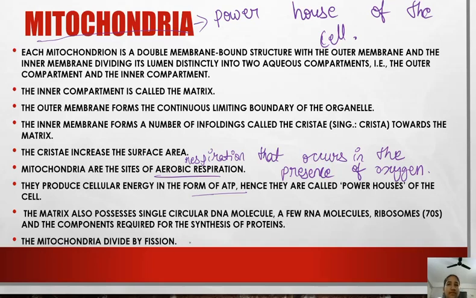The mitochondria are divided by fission. So these points are not that important. The major thing is that this is a site of respiration, the site of aerobic respiration, and of energy. Here, ATP. Do you all know the full form of ATP? Adenosine triphosphate. Okay, adenosine triphosphate is what ATP stands for.